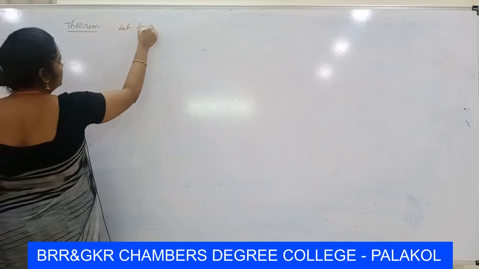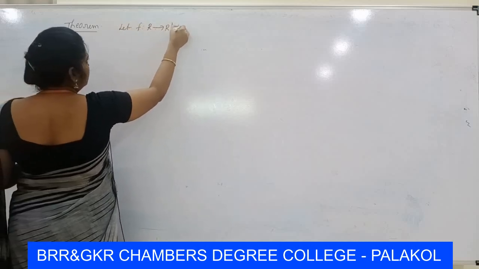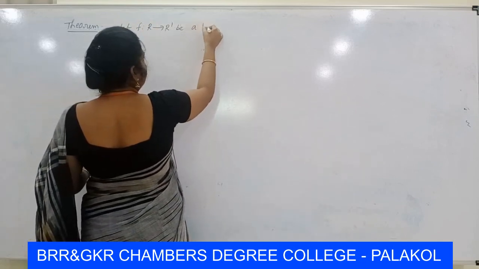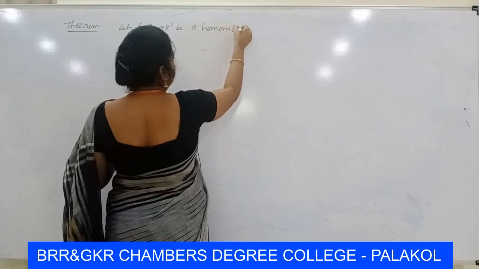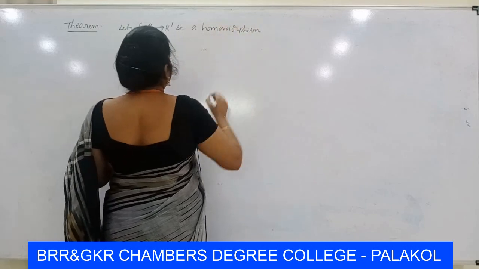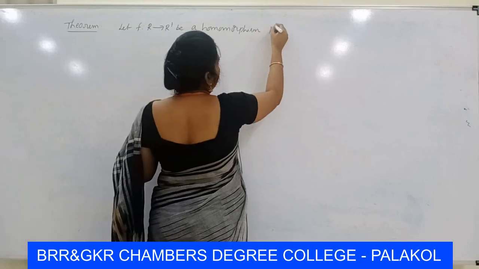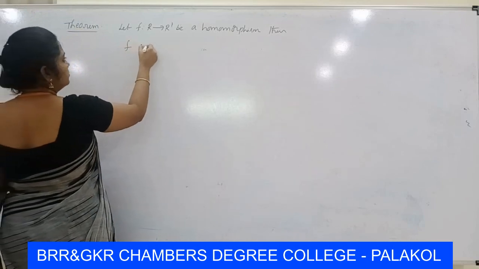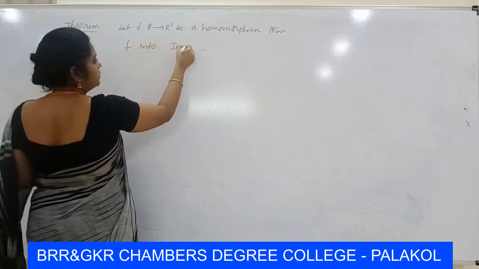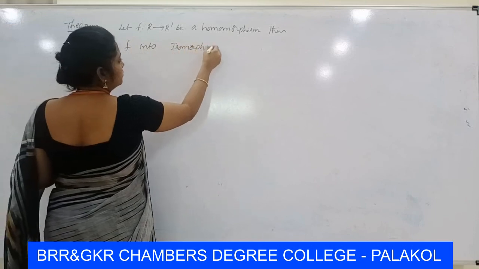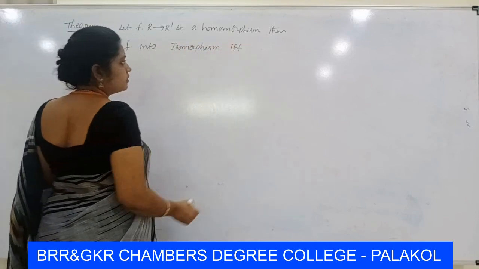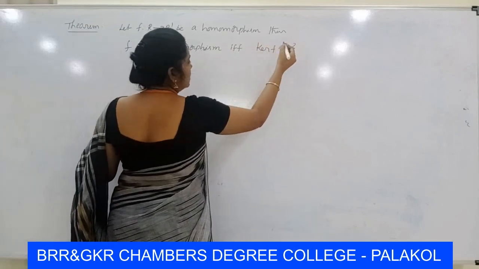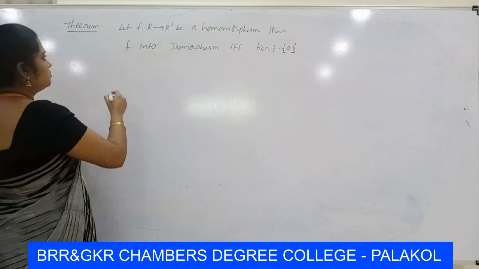Let F maps R to R dash be a homomorphism. Let F maps R to R dash be a homomorphism of ring R into the ring R dash. Then F is one-to-one, an isomorphism, if and only if kernel F equal to singleton 0. Kernel F equal to singleton 0. Proof.